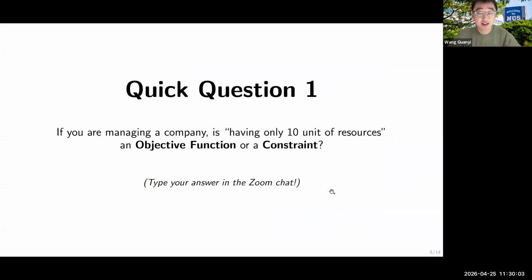Maybe let's consider a quick first question, trying to remind you of what we have discussed before. Let's say that suppose you are managing a company and now you meet the following statement. Someone says that, okay, we only have 10 units of resources. So is this an objective function or a constraint? Okay, you can type your answer in the Zoom chat and I will take a look.